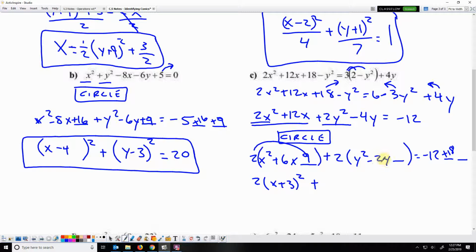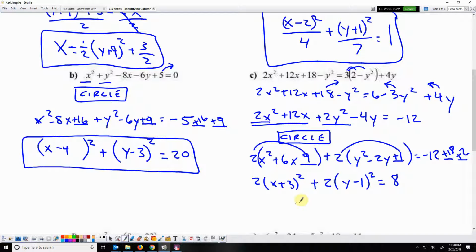Half of b is negative 2, squared is 1, so plus 1. When I factor it, half of b is negative 1, so that's y minus 1 squared. I added 2 times 1, so that's plus 2. Try to clean that up a little bit. Okay, negative 12 plus 18 is 6 plus 2 is 8.